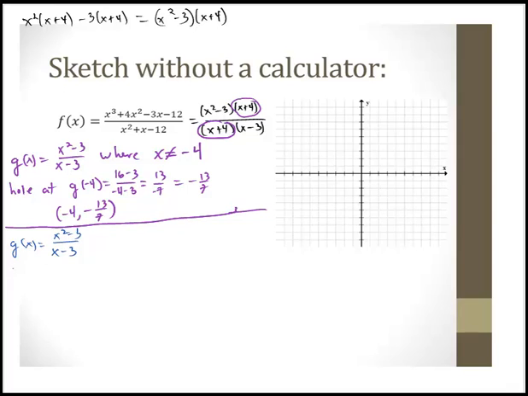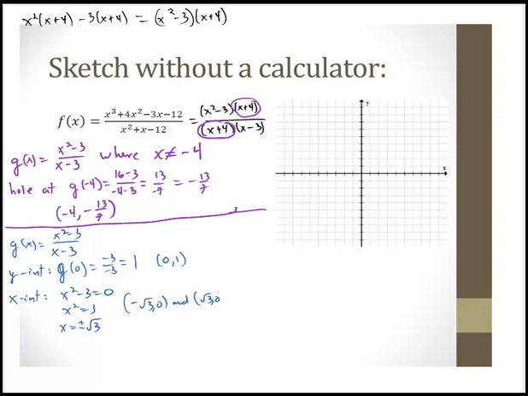we would now expect a, let's see, what's my y-intercept? That would be at g of 0, which is 0 minus 3, negative 3, over negative 3, that's 1. At 0, 1. X-intercepts: setting x squared minus 3 to 0, that implies that x squared equals 3, so x is plus or minus the square root of 3. So we do have two x-intercepts, negative root 3, 0, and positive root 3, 0.